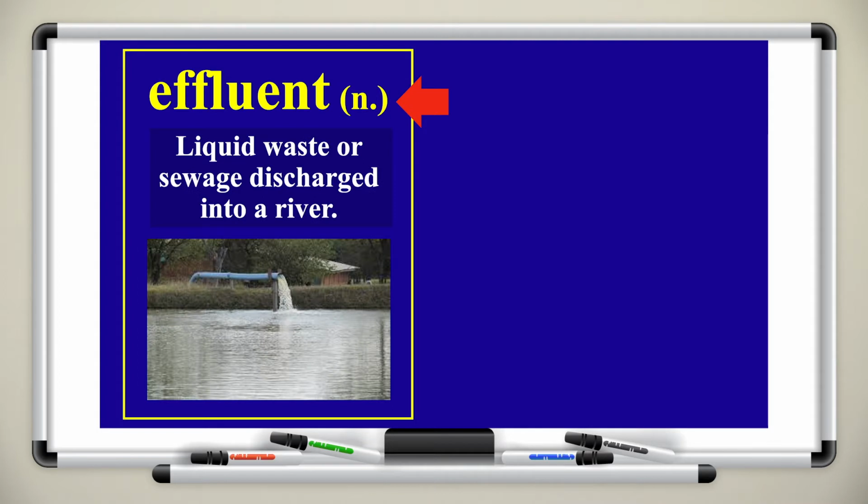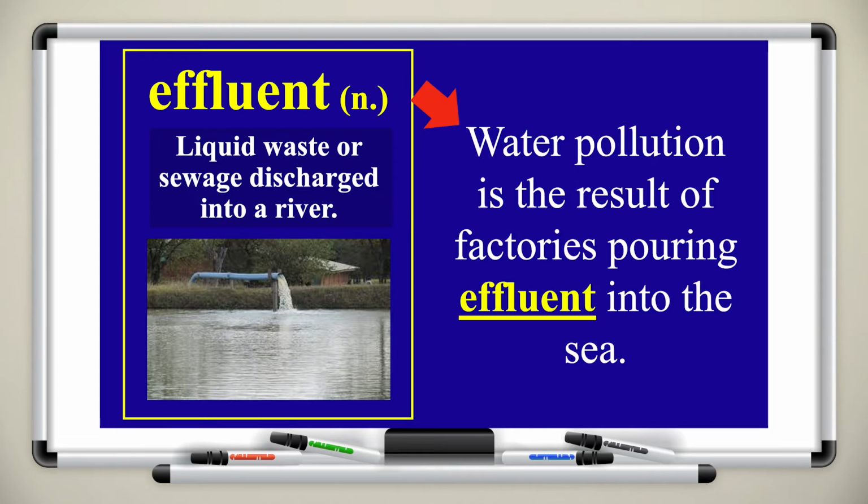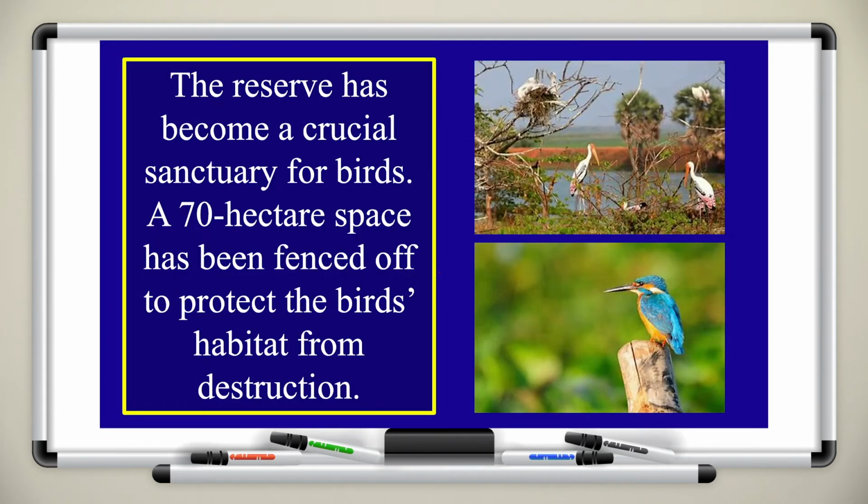And for the third vocabulary item, effluent is a noun, and it means liquid waste or sewage discharged into a river. For example, water pollution is the result of factories pouring effluent into the sea. Now, the reserve has become a crucial sanctuary for birds. A 70-hectare space has been fenced off to protect the birds' habitat from destruction.